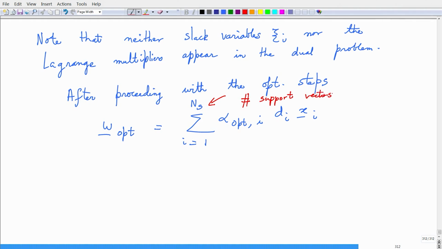Because this is where you are satisfying the constraints with conditions with equality, right. We had an inequality constraint in terms of zeta I, and where you are satisfying the equality constraint even if zeta I is greater than 0, that is where you have to look at these vectors that satisfy this condition and they form the support vectors, and you can compute the optimum hyperplane over these support vectors.